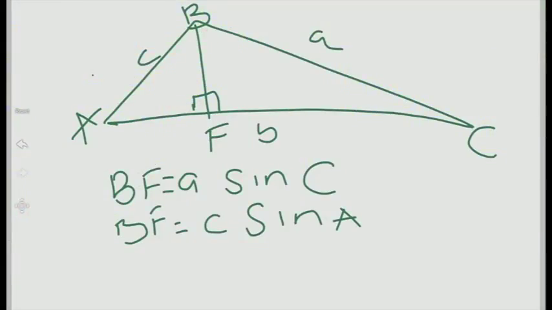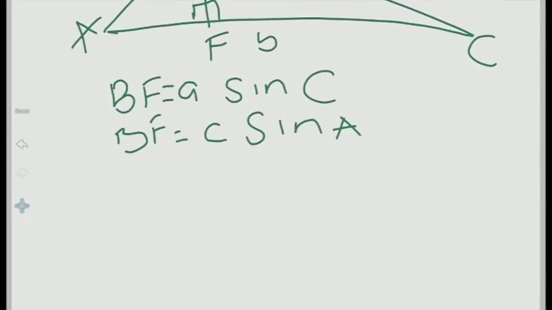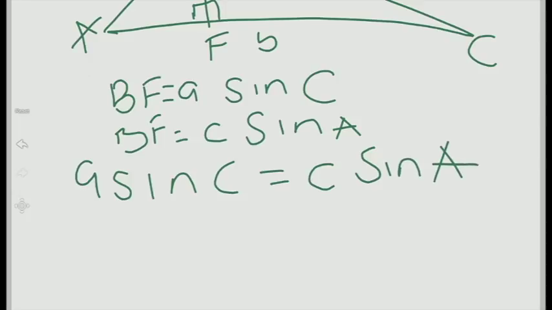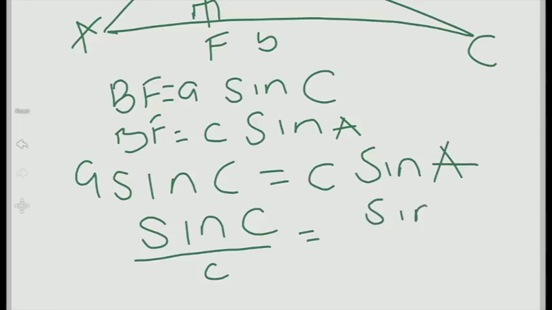As we are working on a non-right angled triangle, we draw our own right angled triangle by drawing a line into this triangle, giving us two right angled triangles, and then we find the length of BF. We found that BF is equals to A sine C, and BF is also equals to C sine A, which means that A sine C is equals to C sine A. If I divide by A on both sides and by C on both sides, I will get that sine C over C is equals to sine A over A.